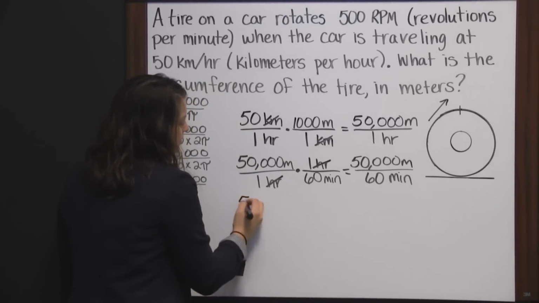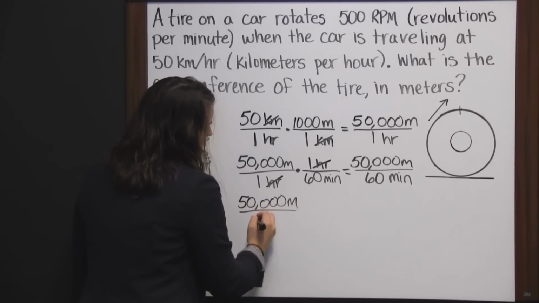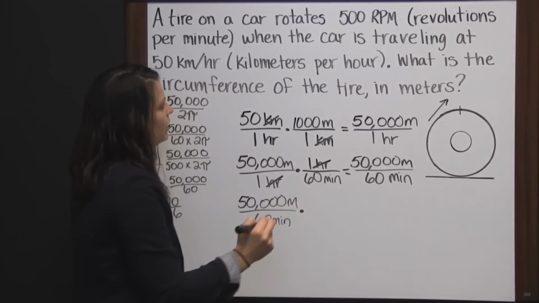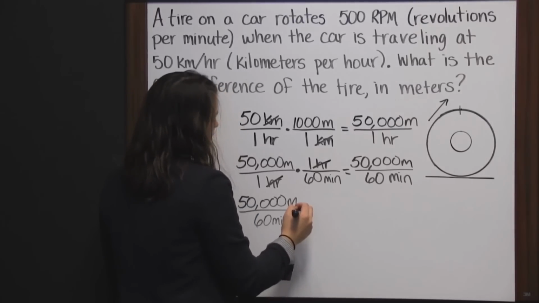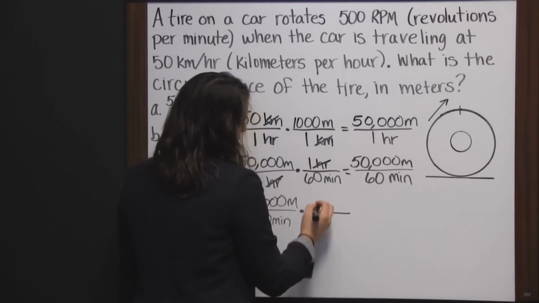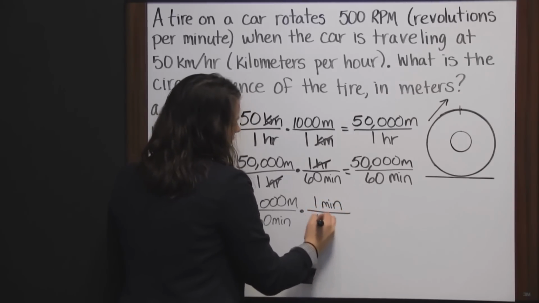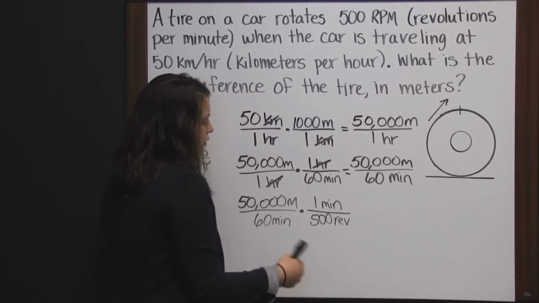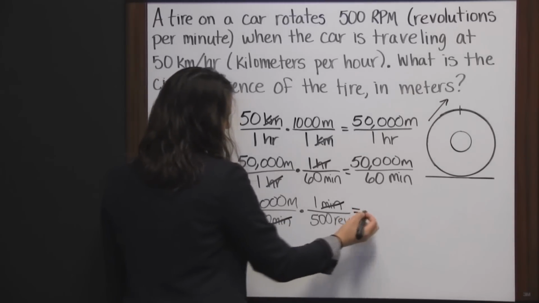So I'm going to take this 50,000 meters per 60 minutes and multiply it times my 500 revolutions per minute. So every 1 minute, the car goes 500 revolutions. So that again, these units, minutes, cross-cancel.